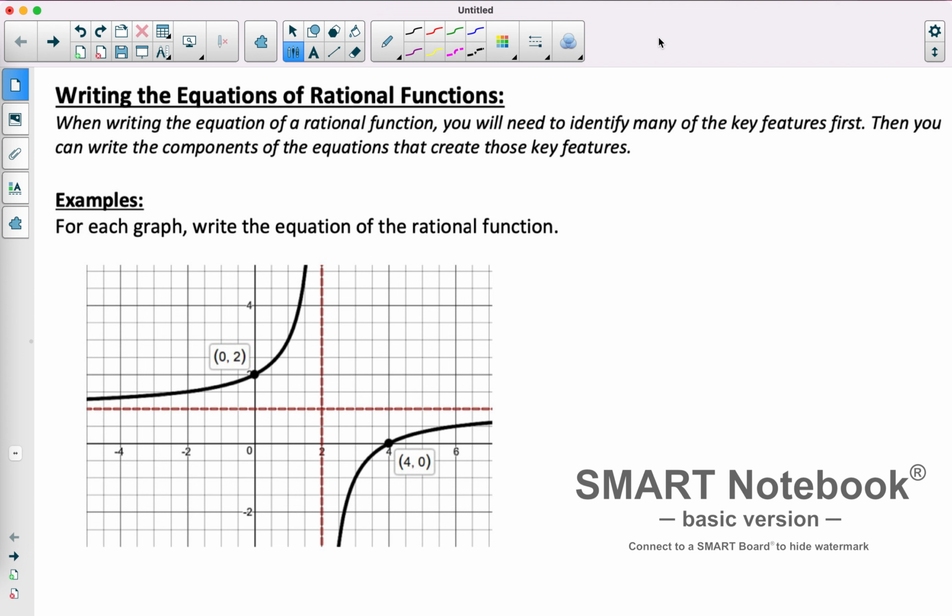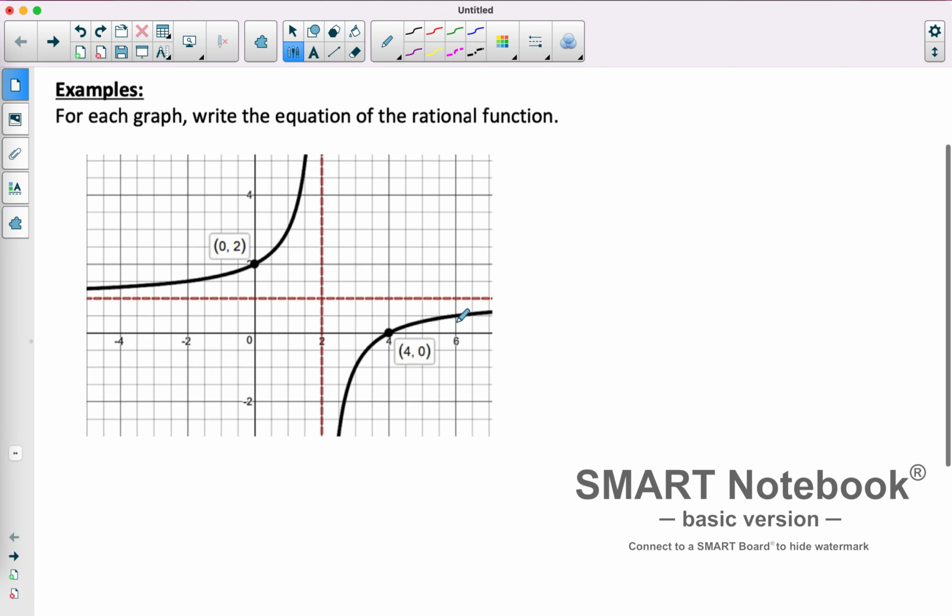With this lesson, we're going to be writing the equations of rational functions from a graph. We've already focused on some of these key features graphically and algebraically. Now we're going to create that actual equation based off of some of those same properties.